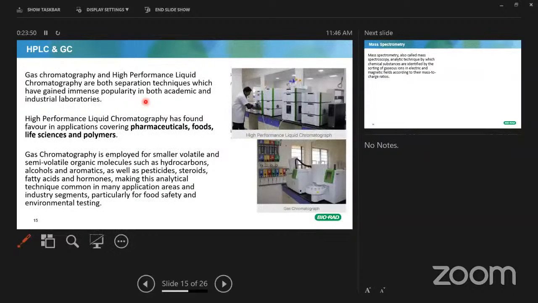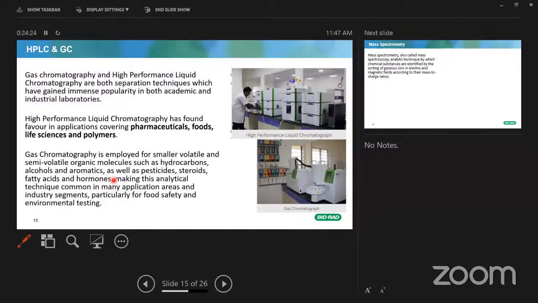There are at least 7 to 8 well-known companies providing solutions for this space. Now, HPLC, again, is liquid chromatography. We can see these are some of the platforms for liquid chromatography used in pharmaceutical, foods, life science, polymers. There are many, in terms of petroleum, what all industries it can be used for. Gas chromatography is usually employed for smaller volatile, semi-volatile organic molecules like hydrocarbons, alcohols, aromatics, as well as pesticides and steroids.